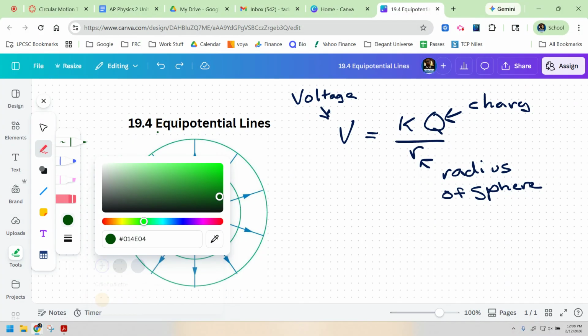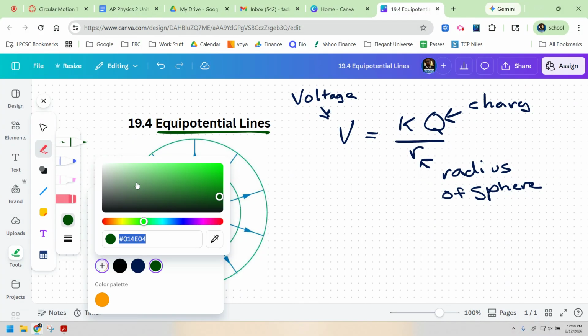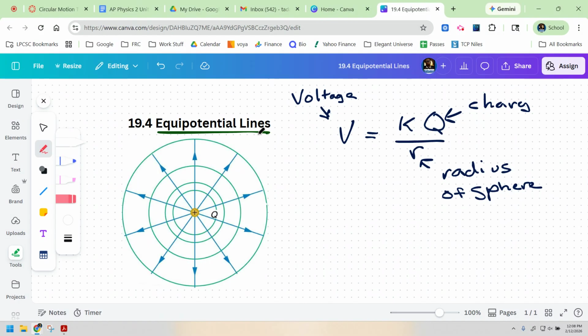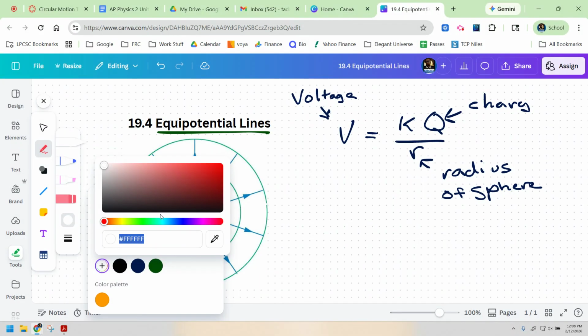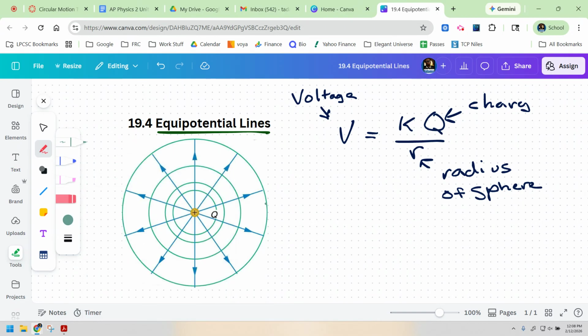So remember the equipotential lines. Oh, that's not a very bright green. Let's try to grab that. Can I grab that? There we go. I think I grabbed it. No, I never grabbed it. Dang it. What's going on? What the heck? There we go. Got it. That's the color we want. We'll make it a little darker. Okay. Why won't it let me draw?